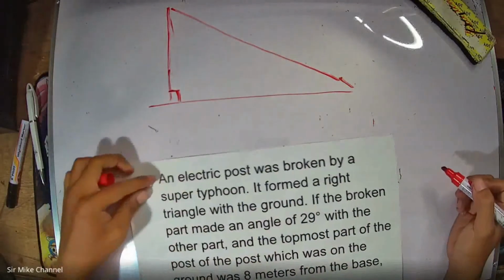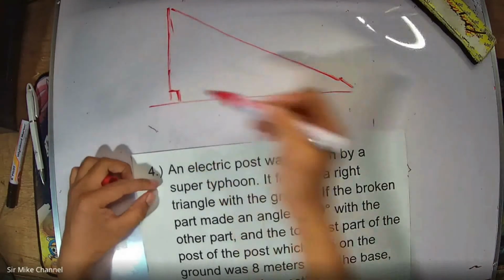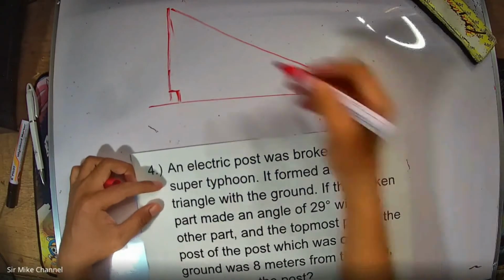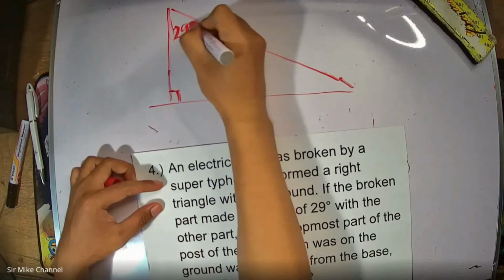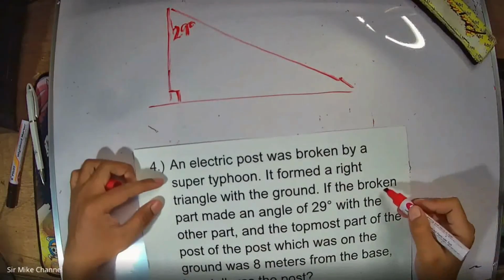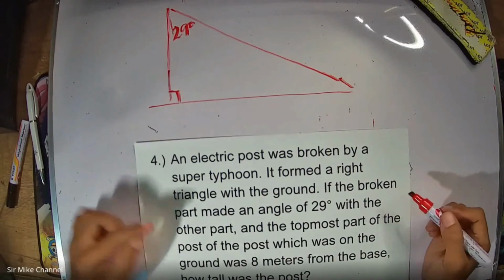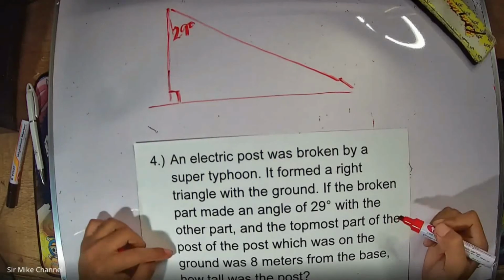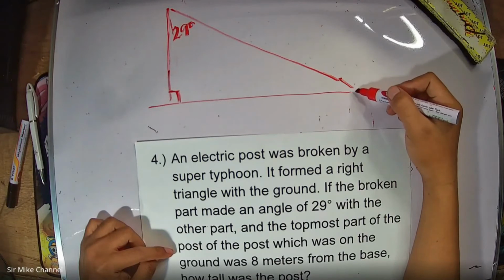Okay. So the electric post was broken by a super typhoon. It formed the right triangle. So nag-form siya ng right triangle with the ground. If the broken part made, ito raw ay 29 degrees, an angle of 29 degrees with the other part. Ito yan. And the topmost part of the post, which was on the ground 8 meters from the base. So 8 meters from the base.